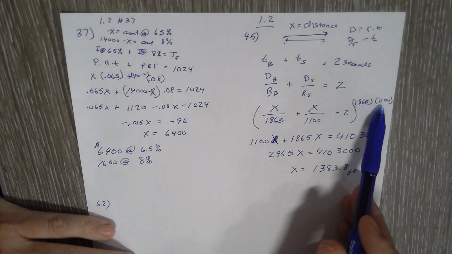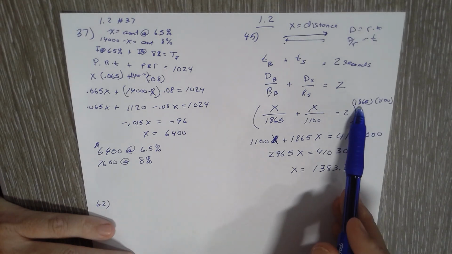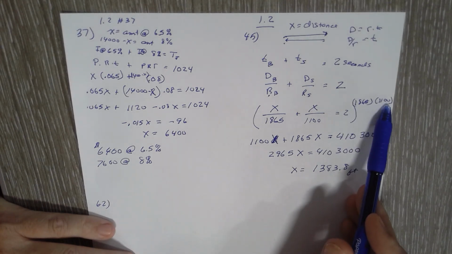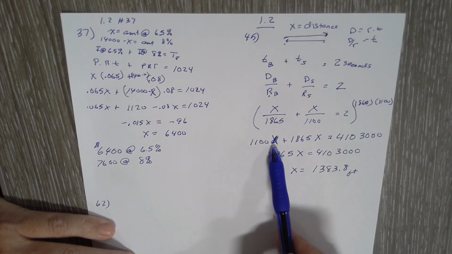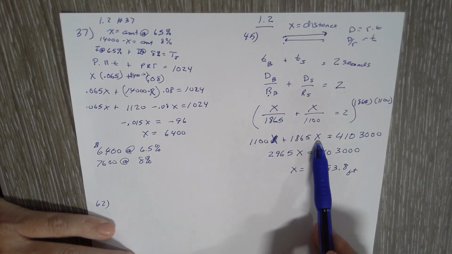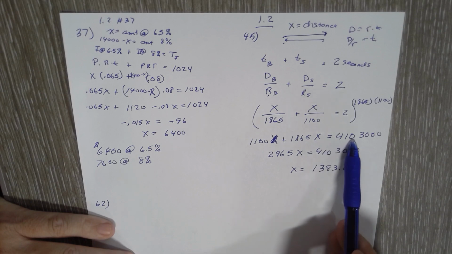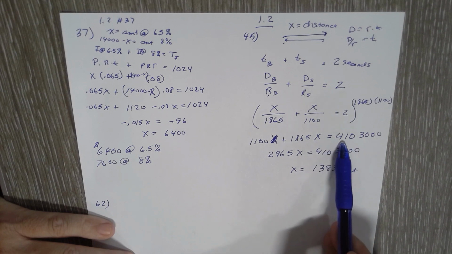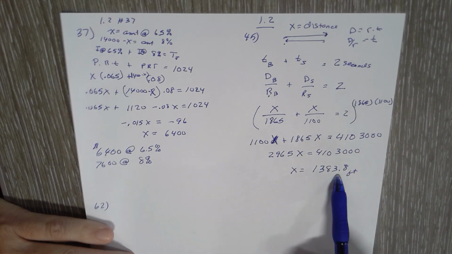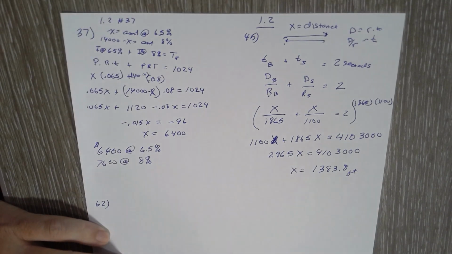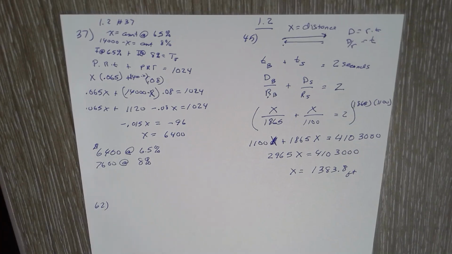I multiply the whole equation by the common denominator, which is 1865 times 1100. This whole thing comes through. The 1865s cancel off. I get 1100x plus 1865x equals 4,103,000. Combine like terms, divide out. I end up with a distance of 1,383.4 feet is the distance that the bullet traveled, or how far away I am from the target.